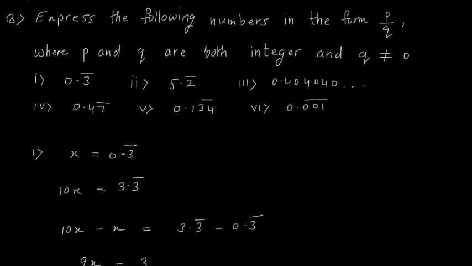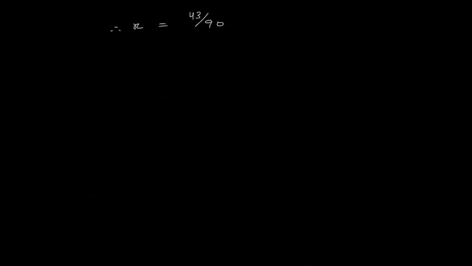Next question, fifth question is 0.134. So there is a bar on 34. So 0.134. Fifth question, 0.134 bar. So I will say x is equals to 0.134 bar. I will multiply them with 10, so I will get 10x. It will be 1.34 bar. Now I multiply this number by 100, because there is a bar on 2 digits. So when I multiply with 100, I will get 1000x.